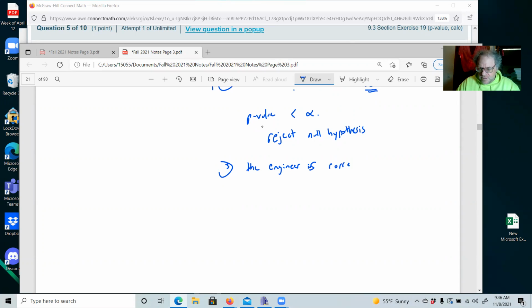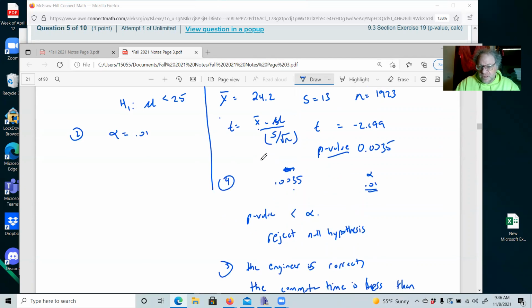The engineer is correct. The commute time is just less than 25 minutes. Okay. And there we go. Those are our 5 steps to do this hypothesis test.